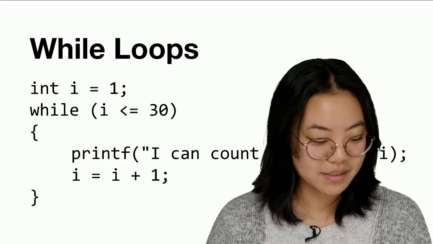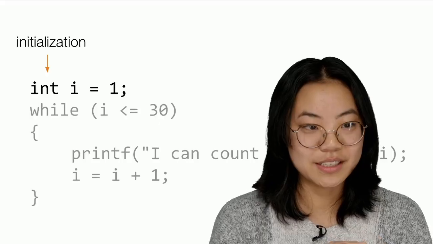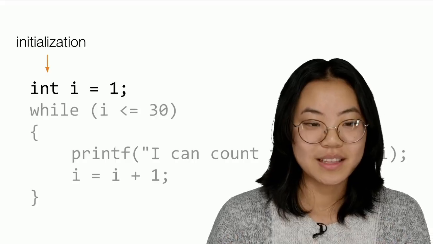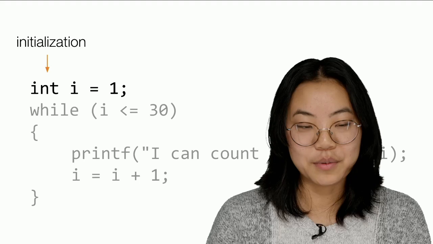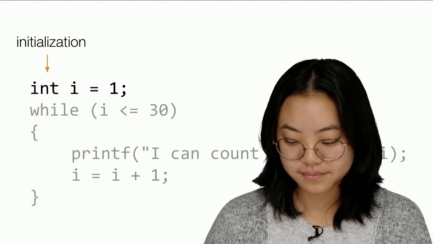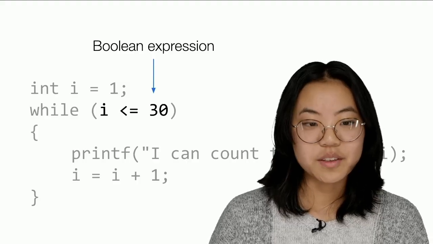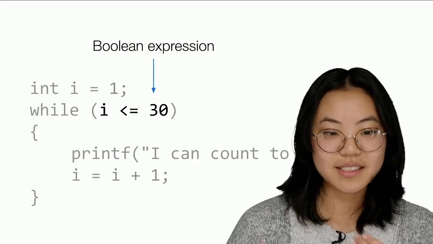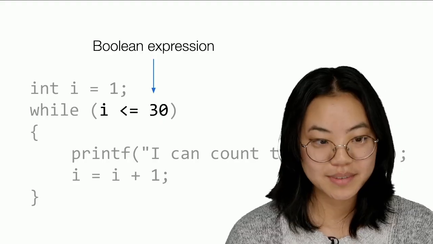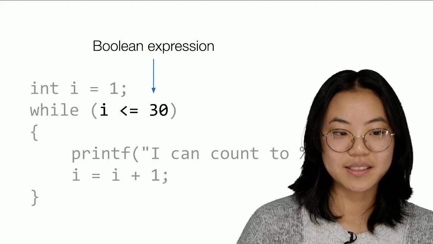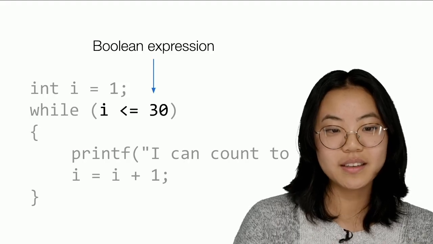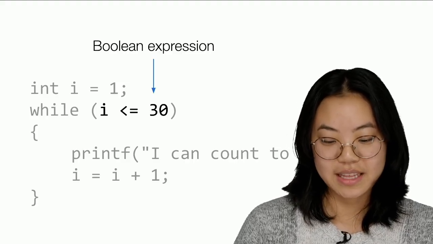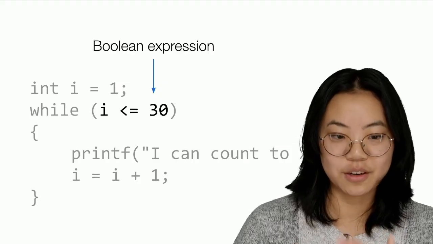Similar to for loops, we have the first initialization part. We've set some sort of counter variable, in this case just i, and we've given it a value of 1. Then within the while loop, we have another Boolean expression. As long as this expression evaluates to true, the code within those curly braces will run. And so while i is less than or equal to 30, this will loop over and over.